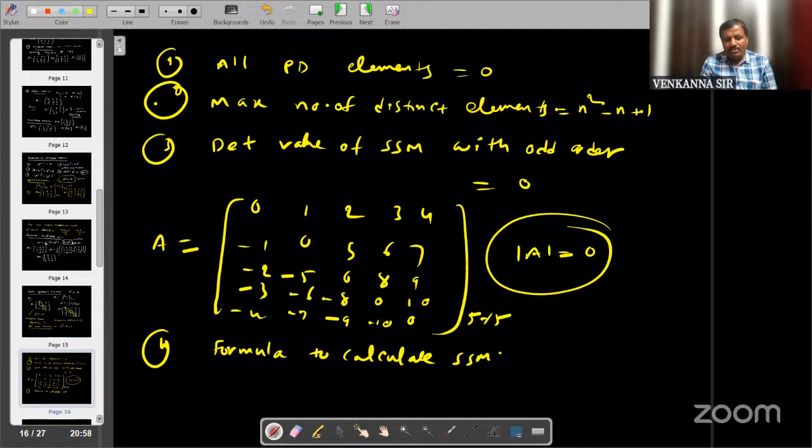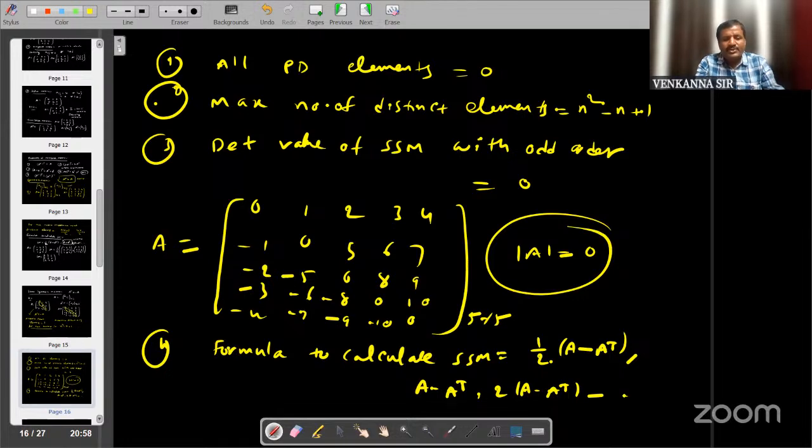And the fourth one is the formula to calculate the skew symmetric matrix: half of A minus A transpose, that is, half into A minus A transpose, and so on. So these are all the formulae to calculate the skew symmetric matrix. All these formulas are applicable.